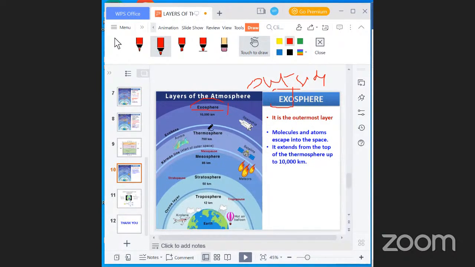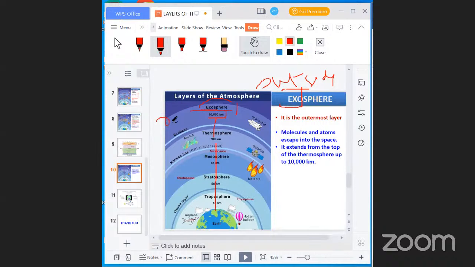So from the thermosphere at 700 kilometers above sea level to about 10,000 kilometers. It means 6,200 miles or 33 million feet. This is where it merges into the solar wind above the Earth's surface.